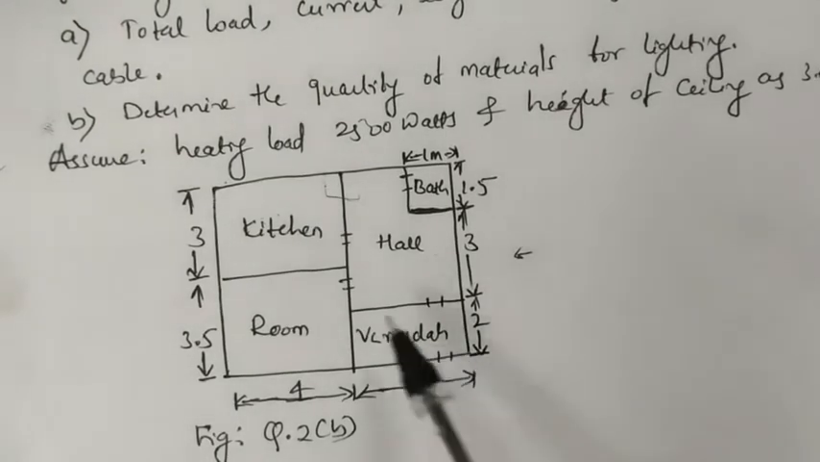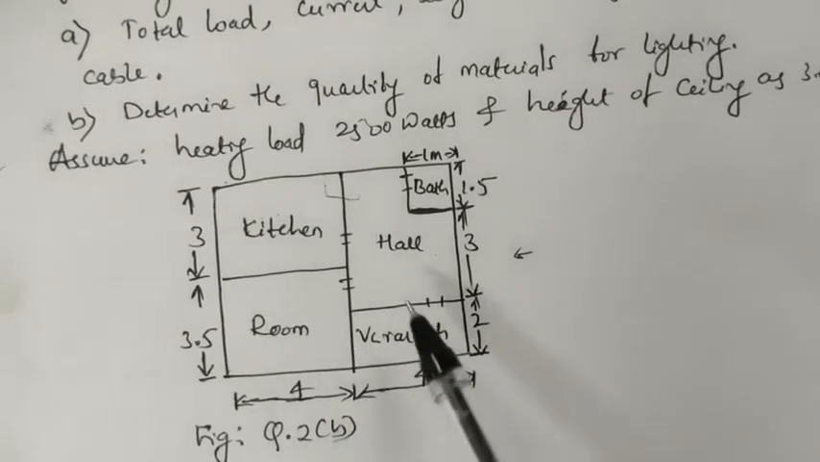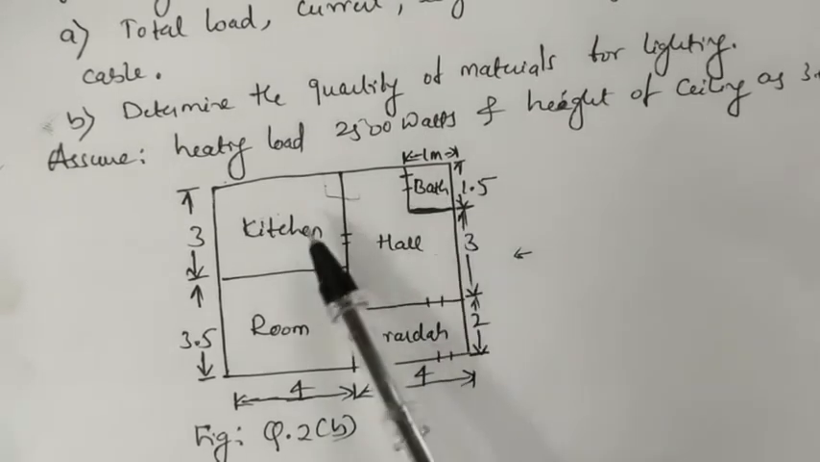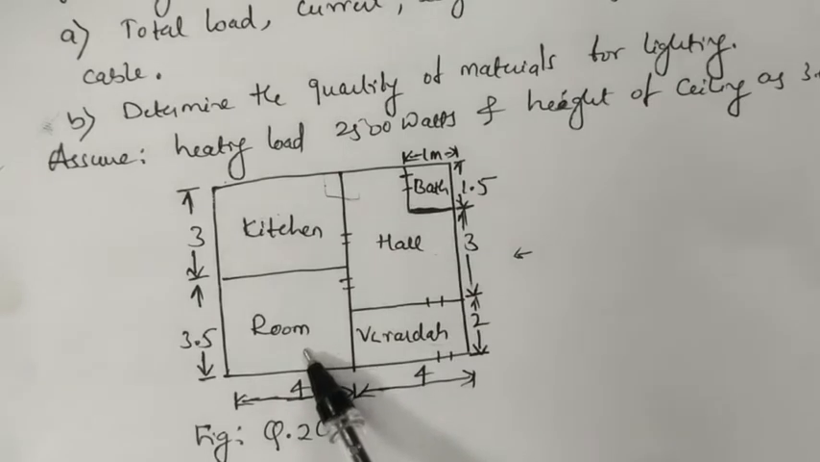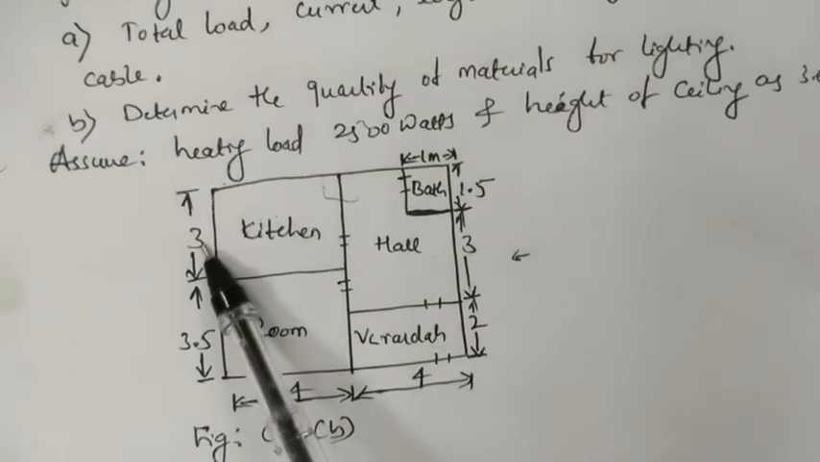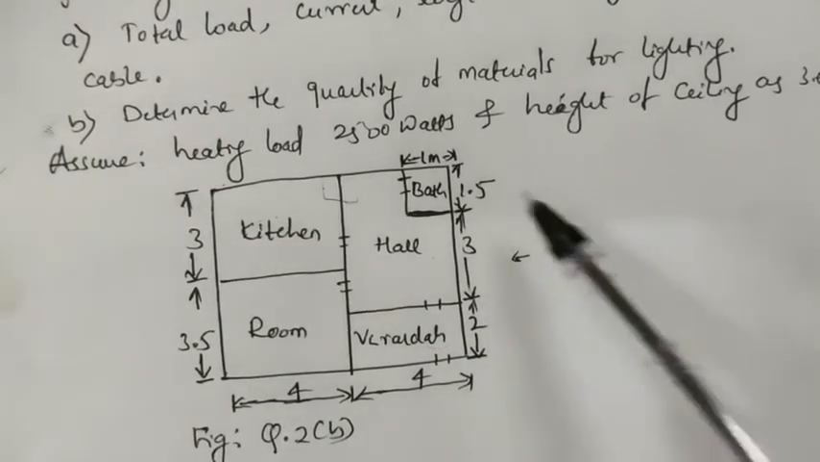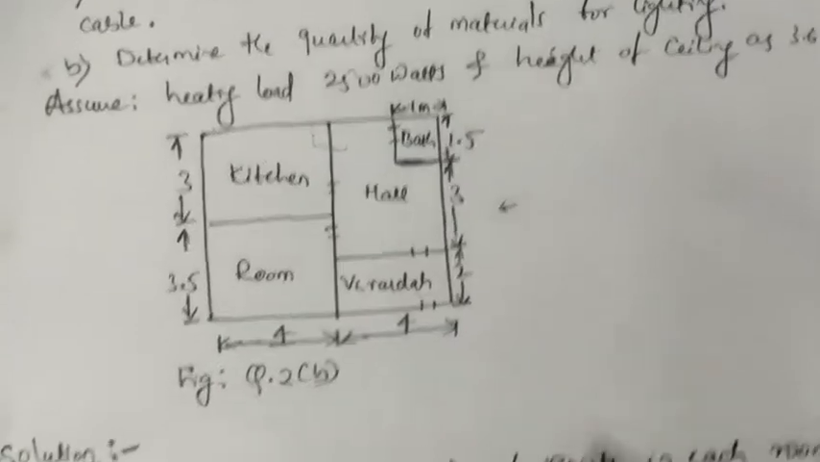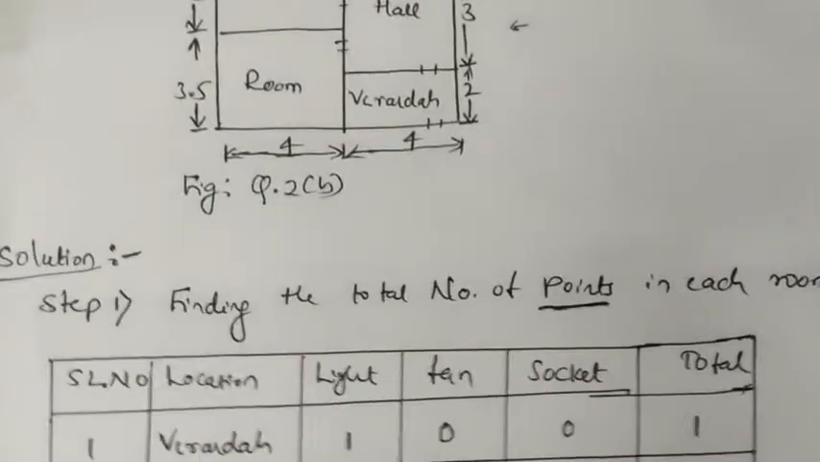This is the layout of the building, this is the veranda location, hall, bathroom, kitchen, and this is the room. So this is the layout of the building, and the dimensions are given in meters. 4 meter, this is 4 meter, 3.5, 3, and here it is 1.5 and 1, 3 and 2. Okay, so let us start the solution.